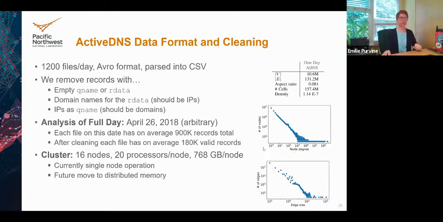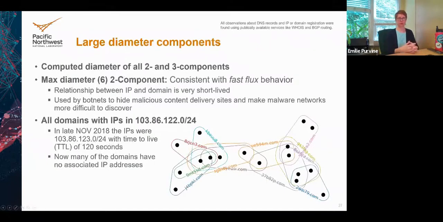The Active DNS puts stuff in a format called Avro, and there's 1,200 files per day. We parsed them into CSV, and we did some data cleaning, and came up with a big hypergraph of almost 11 million IPs and just about 130 million domains. So that's quite large. We had a multiprocessor system that we did some analysis on. We did some component analysis. This is the degree distribution and the edge size distribution. And I'll show you just briefly a little bit about the components.